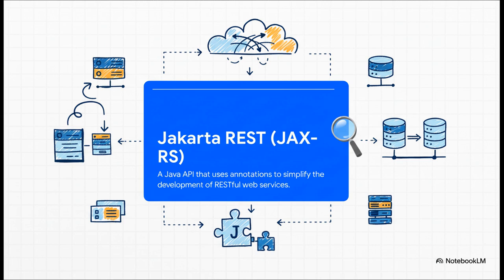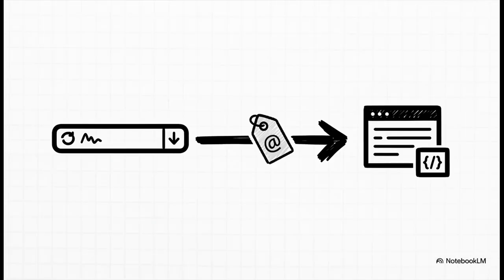So, in the Jakarta EE world, the answer is Jakarta REST, also known as JAX-RS. It's an API specifically designed to make building these web entry points incredibly simple. It works by using these things called annotations. Just think of them as little sticky notes you put on your code that tell the framework exactly how to behave. And check this out, this is the beautiful part. With just one little line of code, one of those @ tags, you're basically telling the entire framework, hey, when a URL looks like this, send it right here to this piece of code. It's so clean, it's declarative, and it saves you from writing pages and pages of setup code.